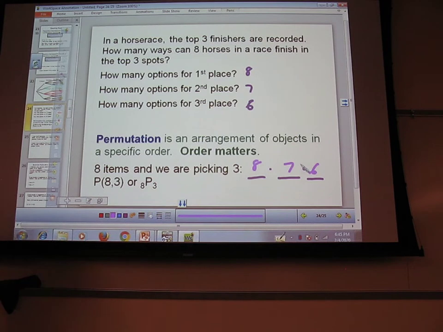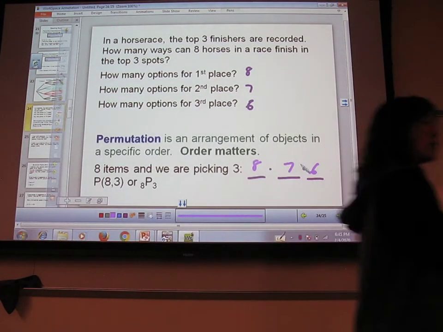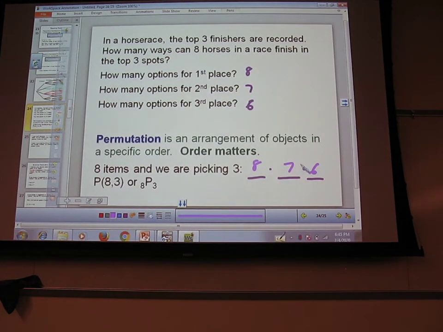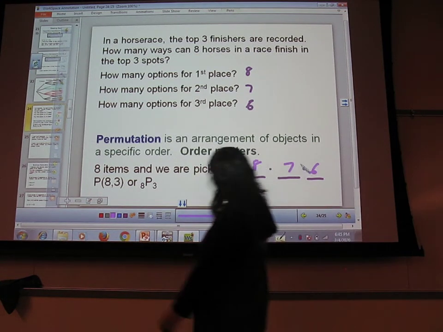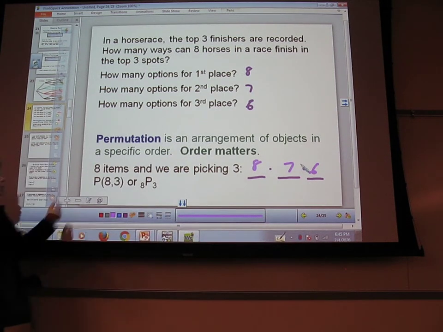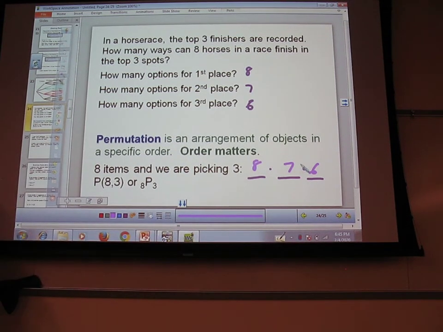It's when you're selecting from a pool of items and you cannot reuse items. So we have a pool of 8 horses. Once we grab a horse for a position, we can't use the same horse. You can't come in first and second. And order matters. It's an arrangement of objects in a specific order. So you're picking a certain group from the same pool and you can't reuse them.